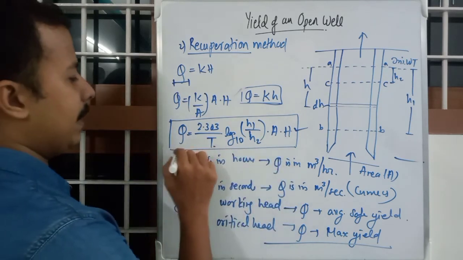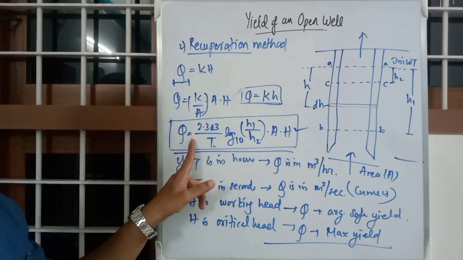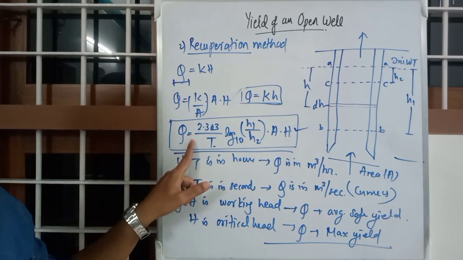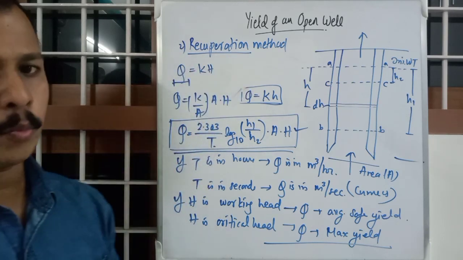So the final equation is this: the yield of an open well by the recuperation method. I hope you understood. It's pretty simple.